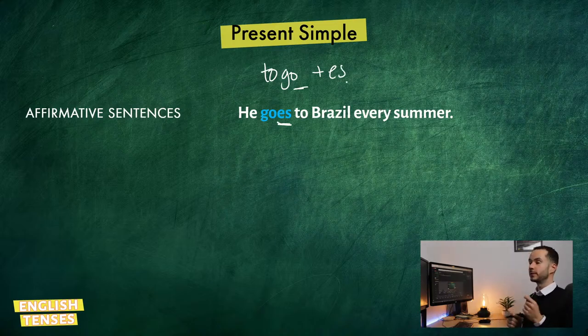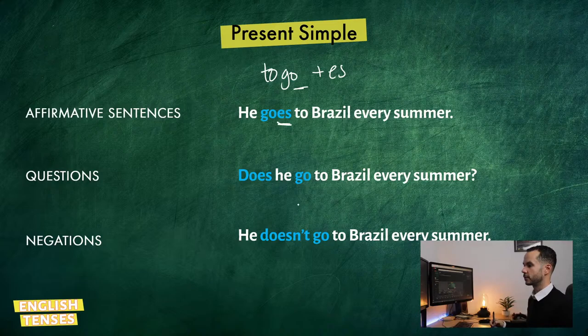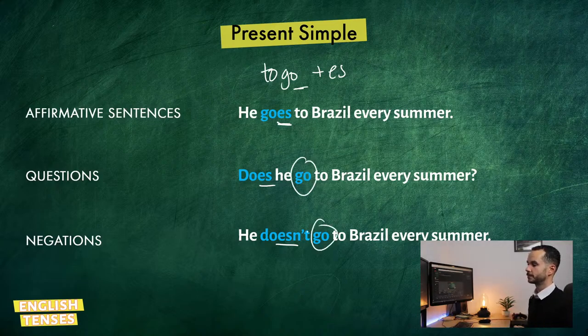As you know, we don't do this with the main verb for questions, because then we get, does he go to Brazil every summer? And for negations, we get, he doesn't go to Brazil every summer. So we get, does he go? And he doesn't go. Again, extra ES with the auxiliary verb, not with the main verb. This is a common mistake, so that's why I'm putting extra emphasis on these mistakes.